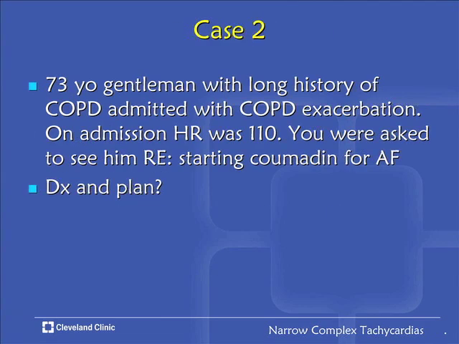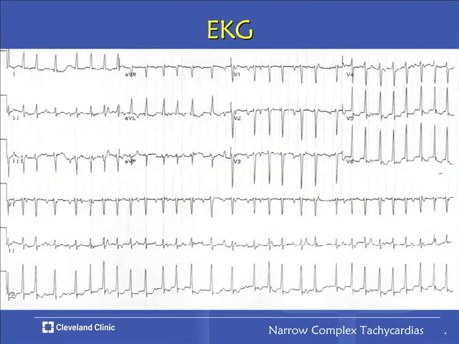Then we're going to take another case: a 73-year-old gentleman with a history of COPD being admitted to the hospital with a COPD exacerbation. On admission, the heart rate is 110 beats per minute. You were asked to see him about restarting Coumadin for atrial fibrillation, and for the diagnosis and the plan. And this is the EKG.